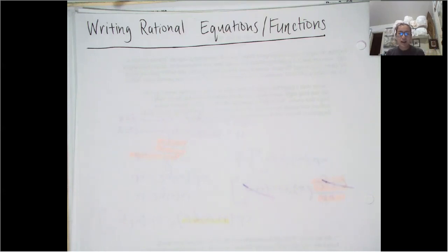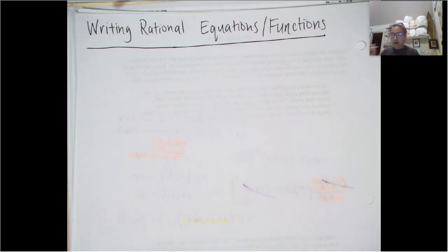Today we're going to be talking about writing rational equations slash functions. So basically, you're going to be given some traits of a graph or a function, and you need to be able to write the equation or function of this graph or whatever it is. We're going to start by going over some review of some of the things that you've learned throughout this unit about graphing and things like that.